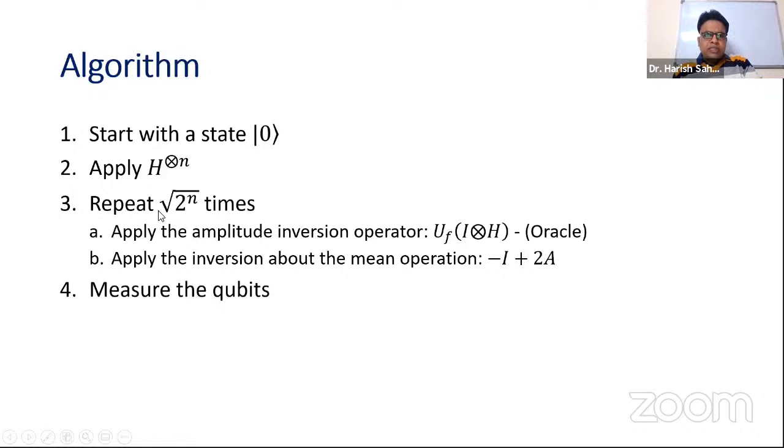So what we do here is we apply this Grover operator square root of capital N times. After this operation, when we measure these n qubits, we will get the desired item which we are looking for with high probability, more than 50%. How it works, there are some assumptions or conditions that we will see in the next slides.